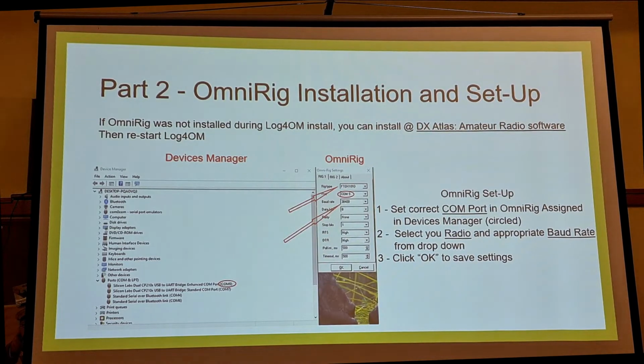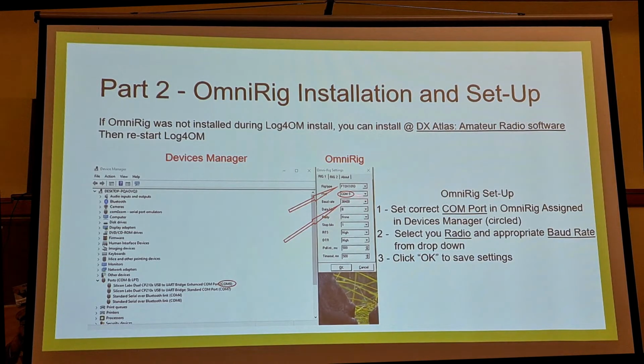Right, so we talked about OmniRig. Now what OmniRig does is it manages your ports. As you can see here, I've got COM port 9, as we talked about earlier, that I've got to assign to my OmniRig setting. I've also got to choose my radio here, which is the FTDX 101 Delta. So you've got to assign the radio, assign the correct COM port, and then your baud rate.